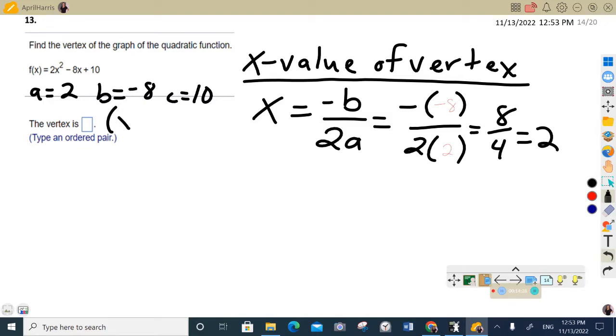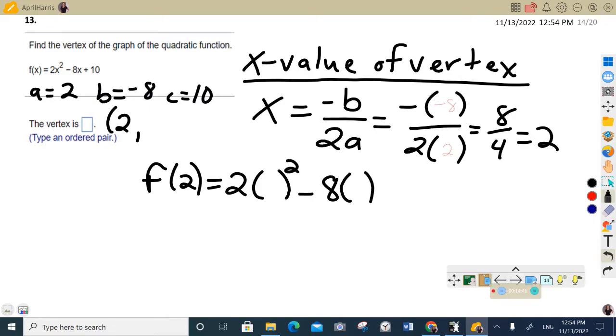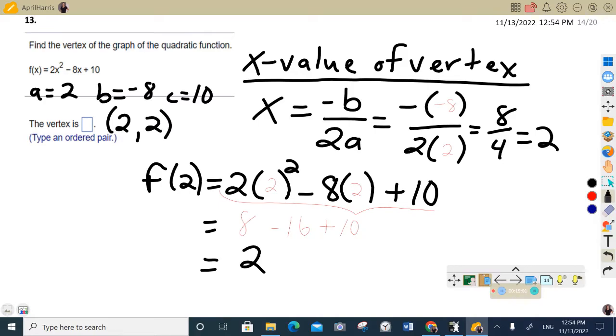So we know x is 2. Well, how do I find y if I know x? We plug it back into the equation. So we're going to find f of 2. So when x is 2, what is y? So 2 times whatever x is squared minus 8 times whatever x is plus 10. And you can type all that in the calculator. Let's see, 2 squared is 4, 4 times 2 is 8, minus 16 plus 10, that's negative 8 plus 10, that's going to be a positive 2. So our y value was also 2.